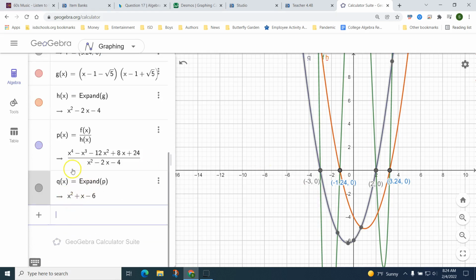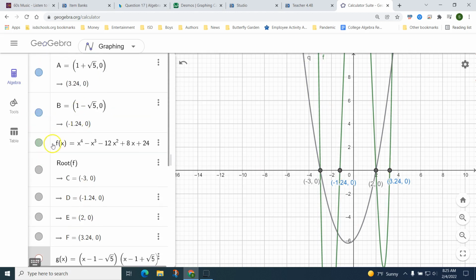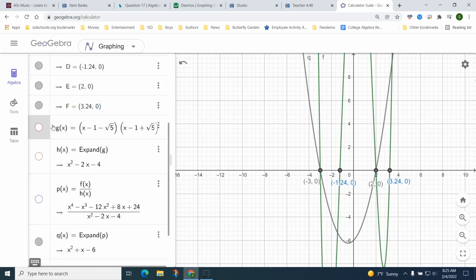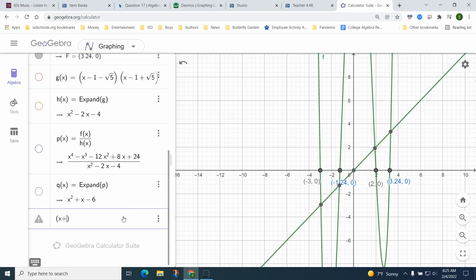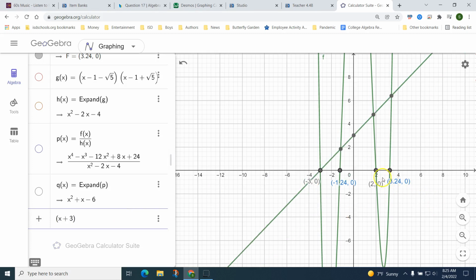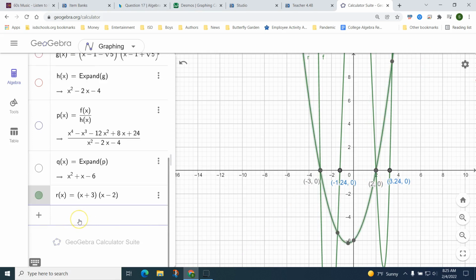Now, the other way to do it, let's hide all this stuff. Now let's look at our roots right here. The root is x minus 3, therefore the factor is x plus 3. And this root was x equals 2, so that means the factor is x minus 2. So that's r. Expand r.